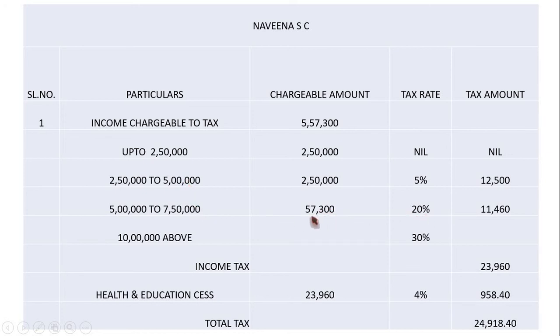That is 20%. So above 5 lakh, the tax rate is 20%. 57,300 into 20 is 11,460. So total income tax is 23,960. Health and education cess is 4% on total income tax. So 23,960 into 4% is 958.40. That is the health and education cess. So total tax including health and education cess is 24,918.40. Check it in the report.